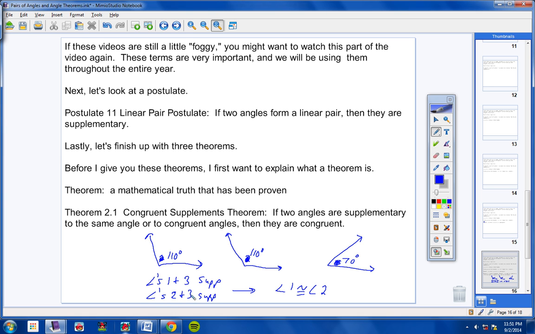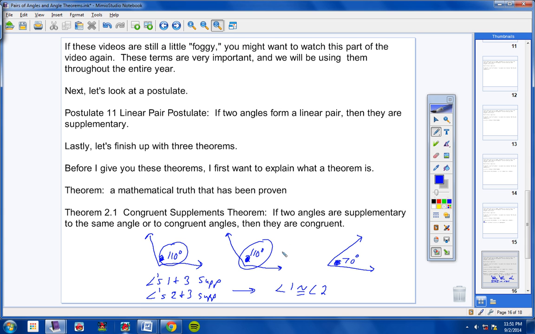Angles 2 and 3 are supplementary. Well, 110 and 70, they're supplementary. 110 plus 70 is 180, and 110 plus 70 is 180. So do you see that if this angle here is supplementary to this angle, and this angle here is supplementary to this angle, look at these two angles. They have to be congruent. They're the exact same measure.